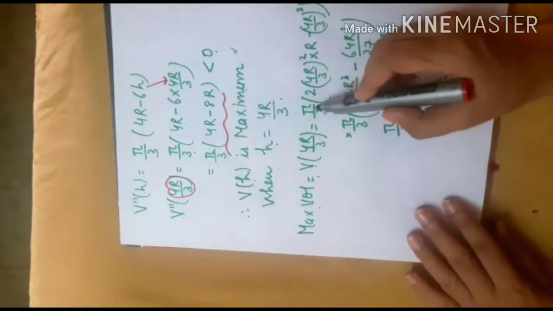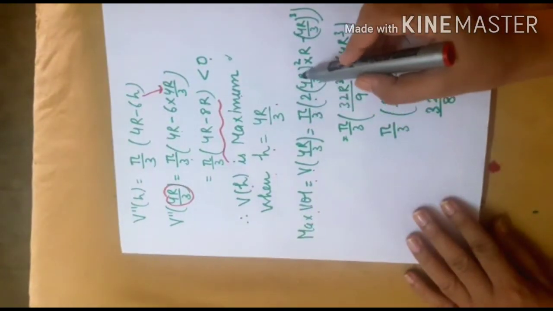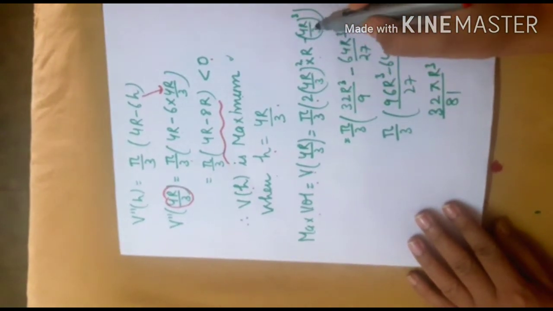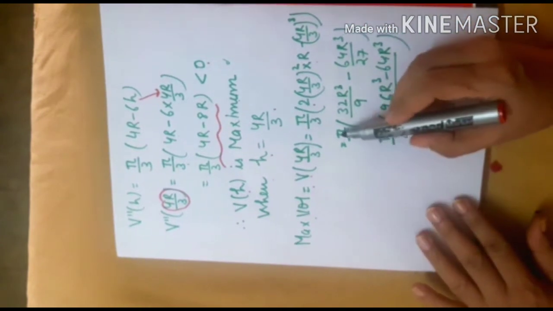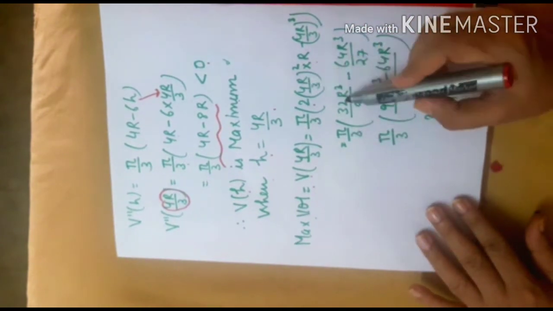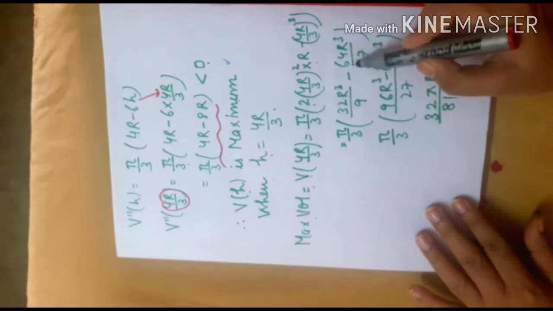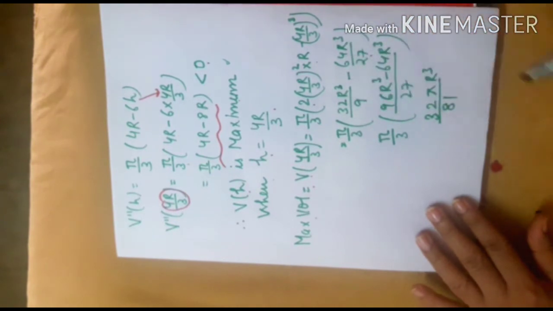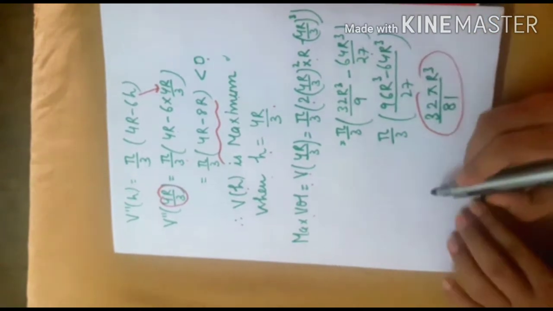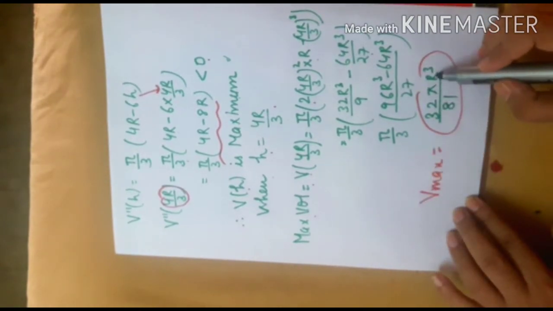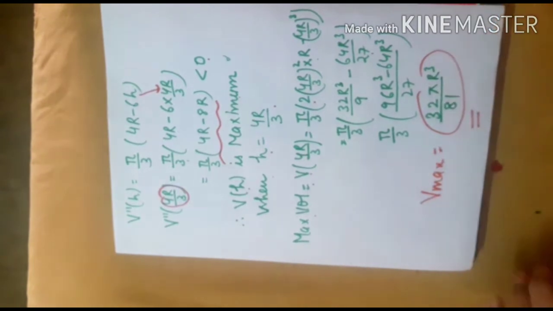So I'll get pi by 3, 2 into (4r by 3) whole square into (r minus 4r by 3) whole cube. That is pi by 3 times (32r cube over 9 minus 64r cube over 27). On simplification, you will get the maximum volume of the cone as 32 pi r cube over 81.